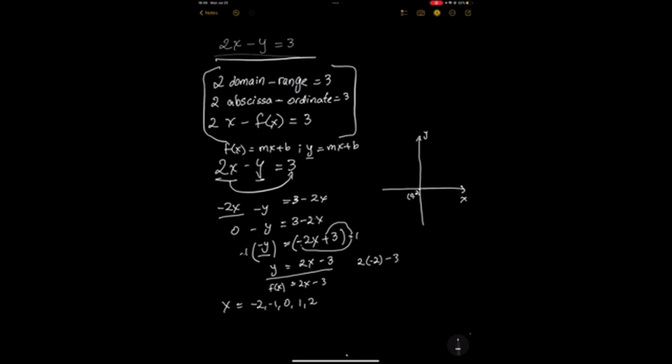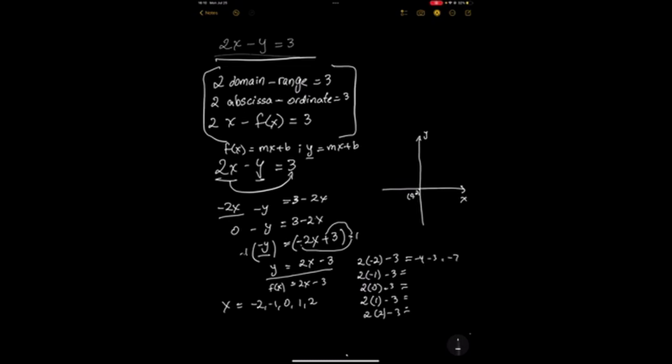When x is equal to negative 1, we get 2 times negative 1 minus 3. When x equals 0, we get 2 times 0 minus 3. And when it's equal to 1, we get 2 times 1 minus 3, and 2 times 2 minus 3. Those are all going to be the, we could say, range. So 2 times negative 2 is negative 4 minus 3, which is equal to negative 7.